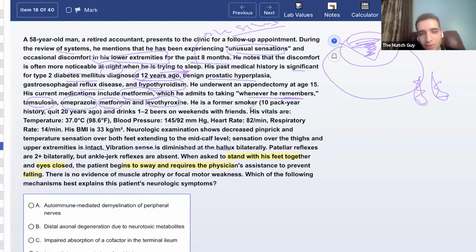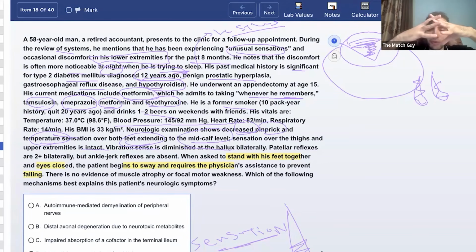He's a former smoker. He drinks. Everything else is fine. Respiratory is fine. Neurological exam shows decreased pain and temperature. So it's not only the dorsal column, not only vibration, it's probably also pain and temperature. So right now I try to draw a map. This person has a problem in sensation in both feet extending to mid-calf, so it's a distal sensation problem.